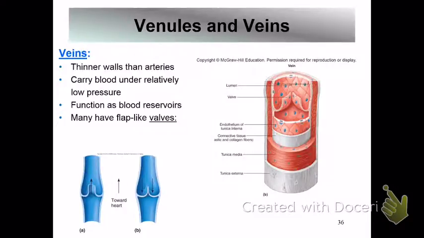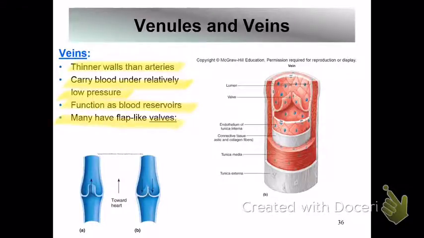Okay, veins. They're different. They don't have those muscles, so they don't have those sphincter muscles like the other ones did. The veins have thinner walls than arteries, they carry blood under relatively low pressure, and that's why we measure blood pressure in the arteries, by the way. They function as blood reservoirs, and they have these valves. So highlight, they have valves.